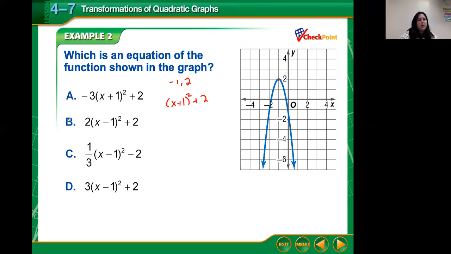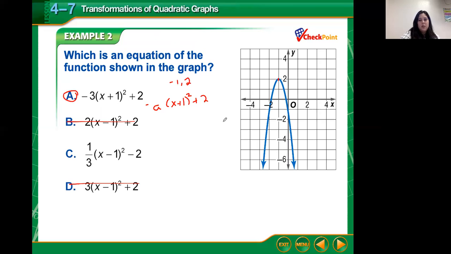And with that, we can actually help ourselves out, in that we have the plus 1, so I can cross out B, and I can cross out D. It also opens downward, so that does tell me I have a negative a value. And by process of elimination, I know the answer is A.